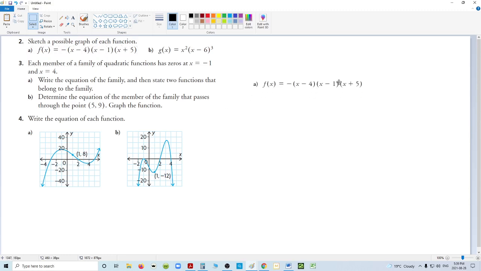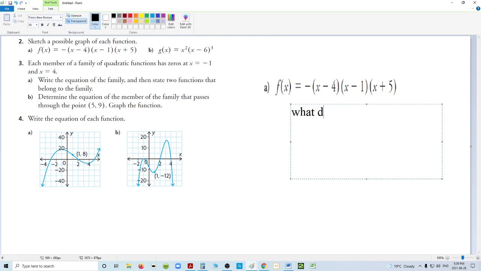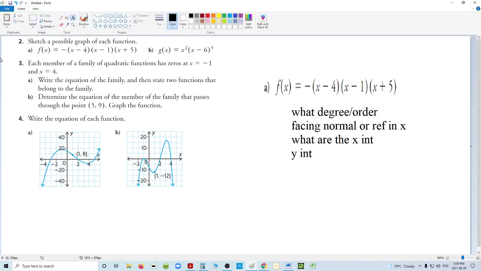Right away, when you're drawing it, there's 3 things you should figure out. What order, what degree is it? Facing up, facing normal, or reflected in x? And what are the x-intercepts? And the last one is, what is the y-intercept? Those are the 4 things you should always do to make your life easier.